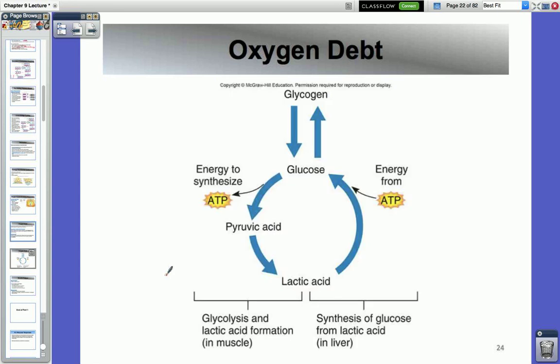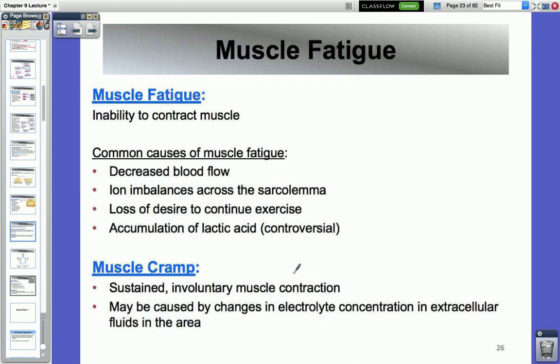Okay, and this diagram here just shows exactly what I was talking about, how lactic acid could be converted back to glucose, stored as glycogen if necessary, and then we can continue to synthesize more ATP. And this also refers to one of the reasons why muscles become fatigued. It could be because of a buildup of lactic acid. This is one of those things that they're still studying.